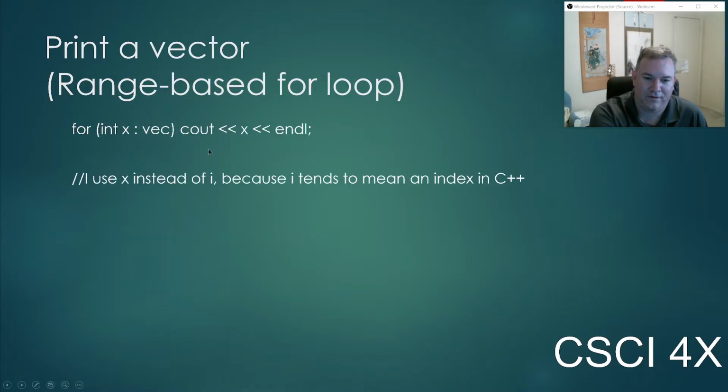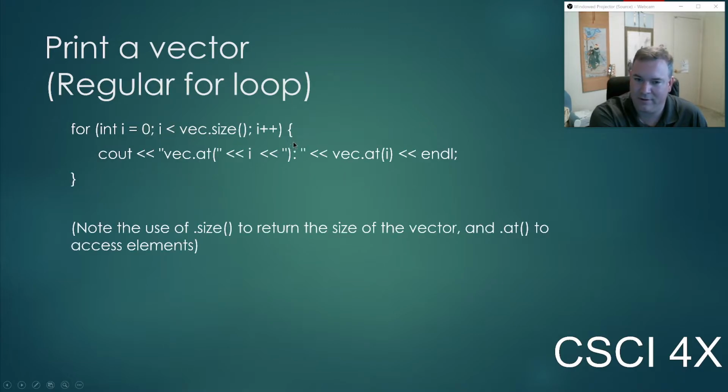Yeah, so this range-based for loop prints out all the elements in the vector. This prints out all the elements in the vector, but it also prints out the index. And so if you ever need the index, like vector.at(5) << 50 or whatever, then you have to use a regular for loop. Okay, so regular for loops are useful if you ever need the index, if it matters to you. At location 3, we have the value 30. At location 9, we have the value 90.